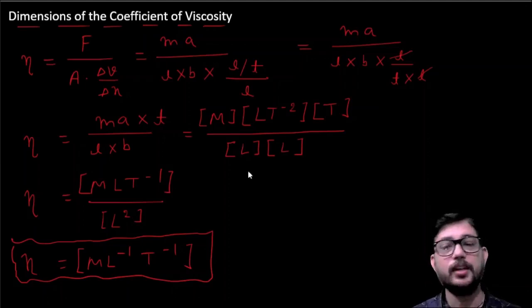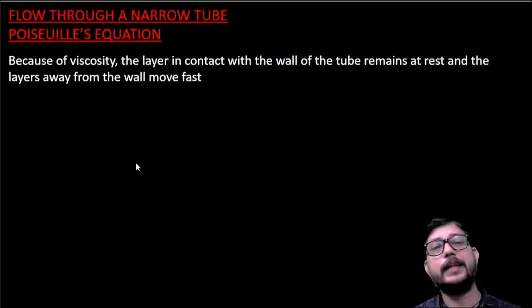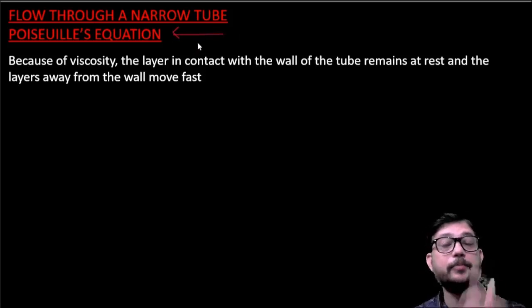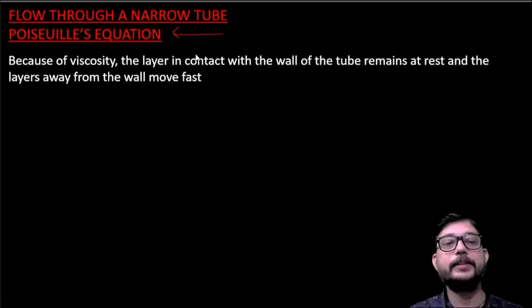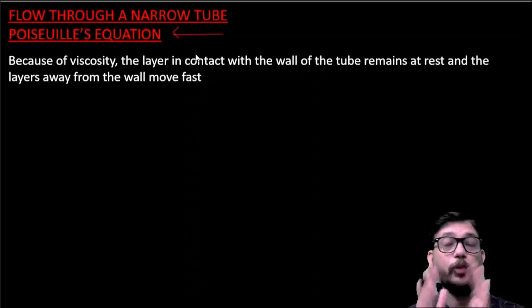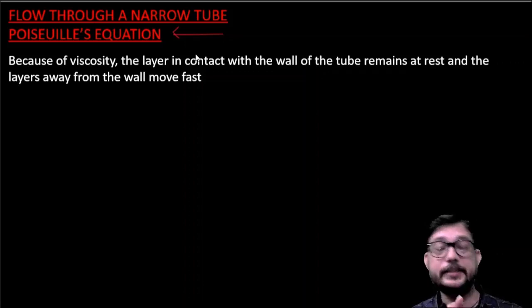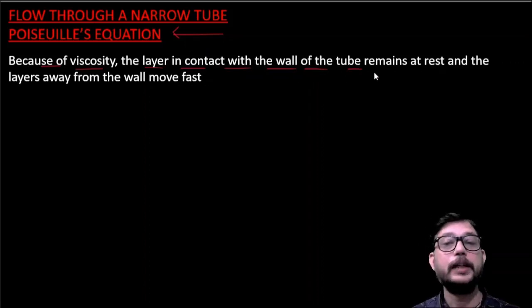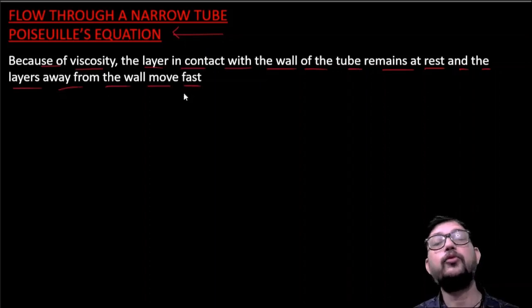Now in this lecture we will discuss the flow through a narrow tube, and this was especially derived by the famous French scientist Poiseuille. That's why this is also known as Poiseuille's equation. Poiseuille observed by his experiment that because of viscosity, the layers in contact with the walls of the tube remain at rest and the layers away from the wall move fast.